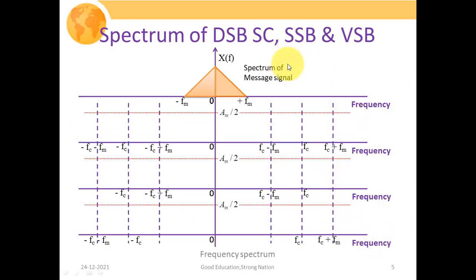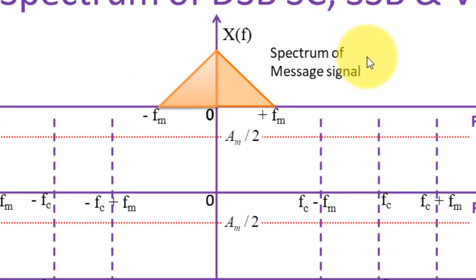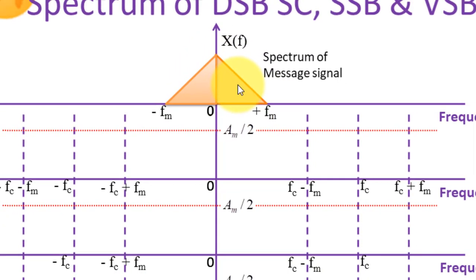So this particular figure is showing the spectrum of your AM systems. Initially, this particular waveform is showing the spectrum of your baseband message signal. On the x-axis we will have the frequency, and on the y-axis we will have X of f, which is nothing but the Fourier transform of our signal. So this particular signal is showing the frequency domain version of your message signal.